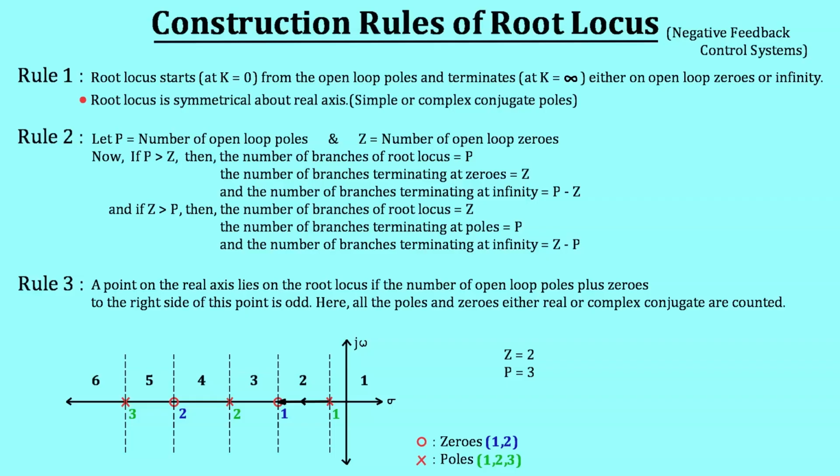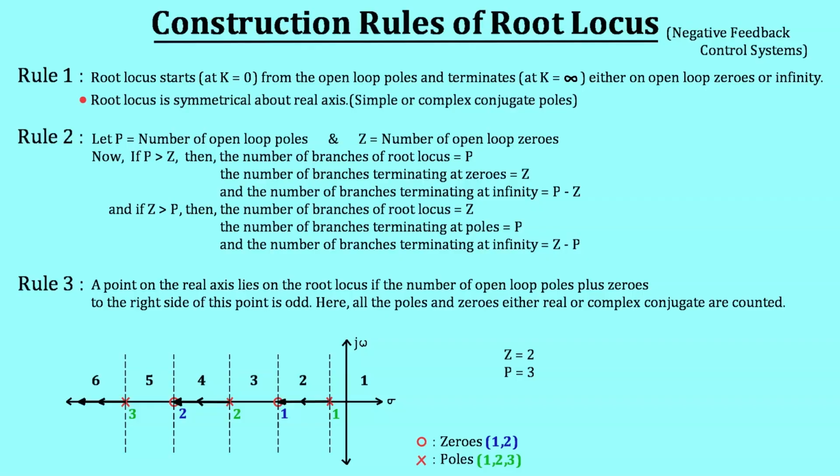locus. The same way, you can analyze the fourth region and will conclude that the real axis is actually part of the root locus, as 2 poles and 1 zero lie on the right hand side of any point lying on the real axis in the fourth region, and 3 is an odd number. Analyzing in the same manner, you can also conclude that in the fifth region also, the real axis will not be part of the root locus. In the sixth region, the root locus will originate from the pole and will extend towards infinity.